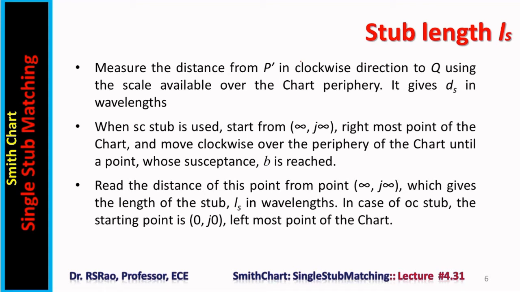When a short circuited stub is used, as is usually the case, start from the infinity point, that is the rightmost point of the chart, and move clockwise over the periphery of the chart until a point whose susceptance B is reached.